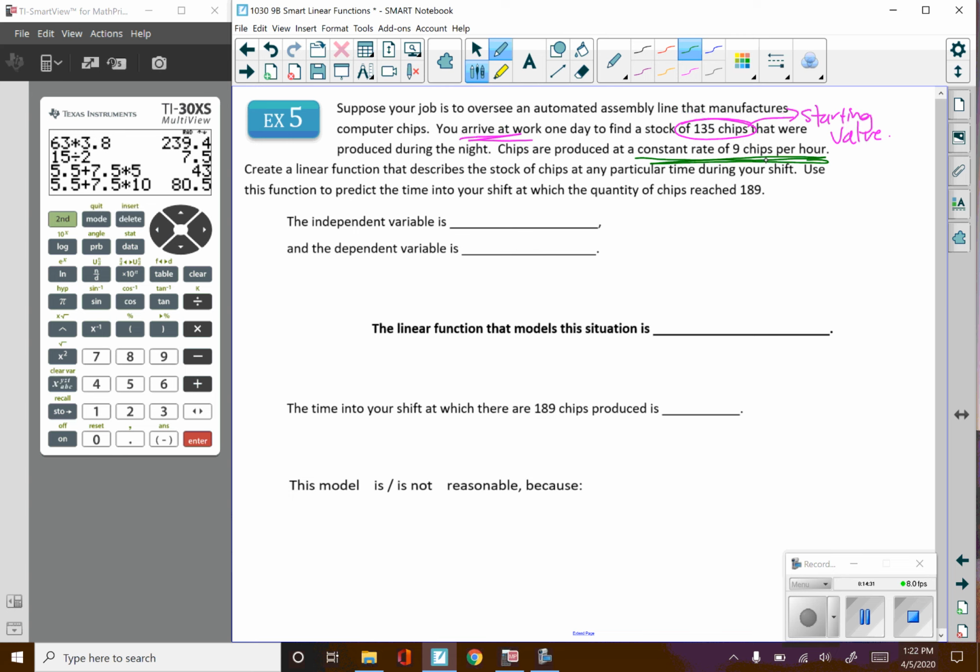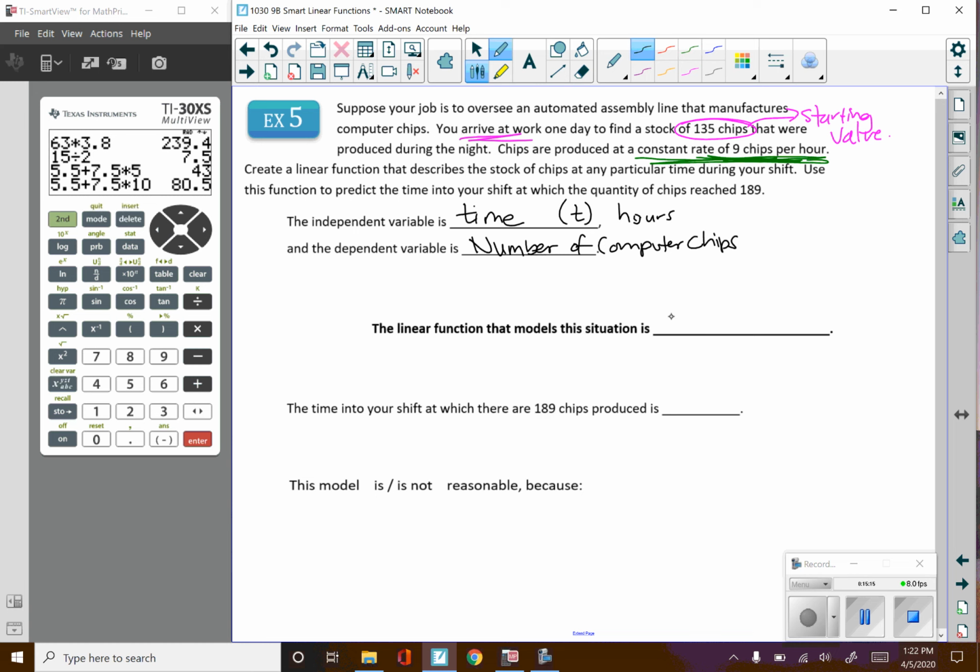Create a linear function to describe the stock of chips at any particular time during your shift, and then we'll make some predictions. So the independent variable here is, once again, time, and we're going to use the variable t. This is probably going to be measured in hours, it looks like, because it's 9 chips per hour. The dependent variable here would be the number of computer chips. So in this case, we don't need to do a calculation for the rate because it gave us the rate of 9 chips per hour straight up.